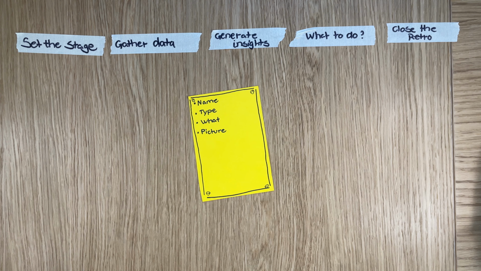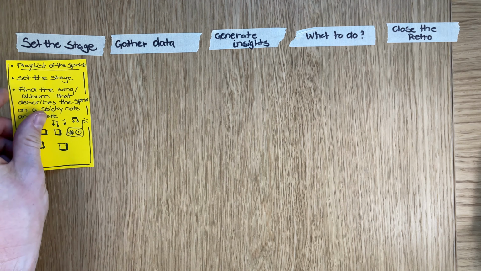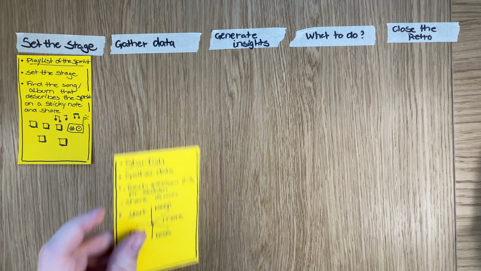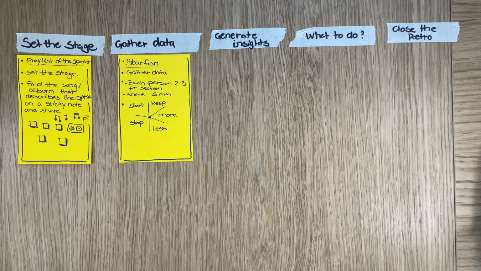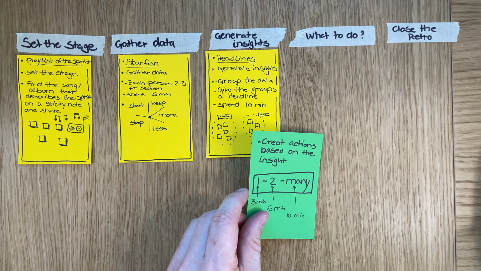Then I took the next exercise and did the same. The way I used the collection could look something like this. For set the stage, I have the playlist of the sprint. All team members pick a song or an album that describes the sprint and share it. In the gather data step, I have the starfish. What should we start, stop, keep, do more or less of? To generate insights, we have headlines. The team spends 10 minutes to find groups of data and give them a headline.